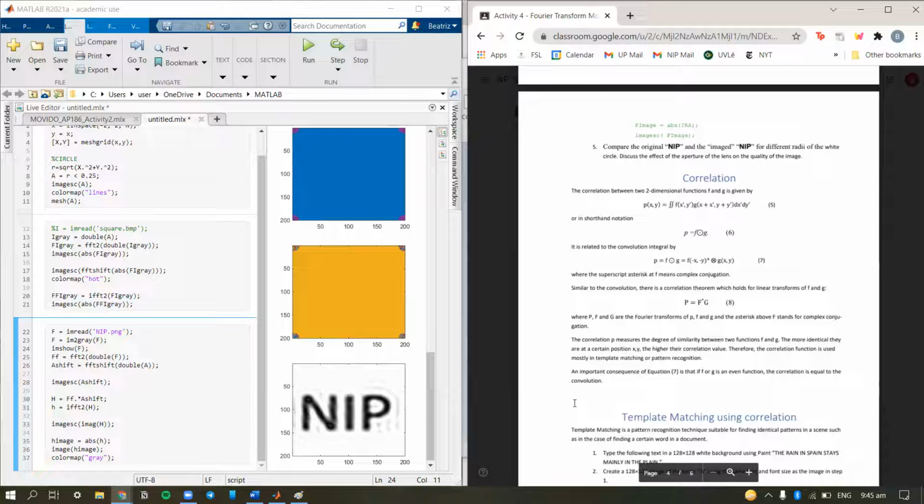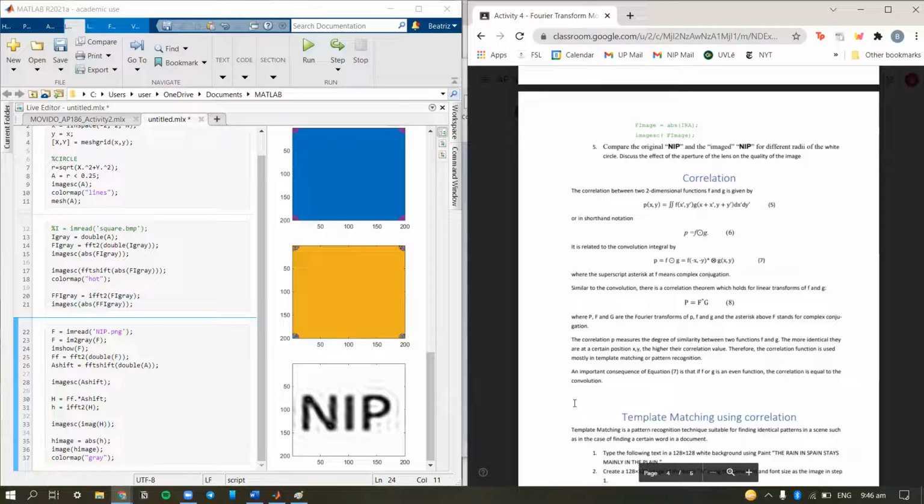Correlation is pattern matching. So imaginein mo, may dalawa kang functions, f and g. No? Kung f is identical to g, ano mangyayari kapag in-apply mo yung equation 5? Magpapatong sila at the point where they coincide exactly. Kasi shifting yan, no? Look at the equation there of g. It's gonna be shifted by some x prime y, by x and y.